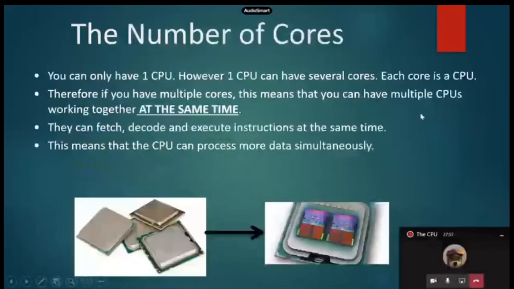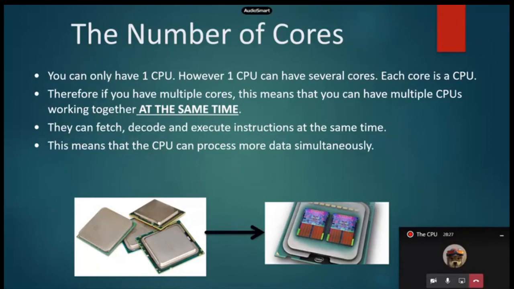All right. Now, the number of cores. So the number of cores can have a massive impact in terms of the speed of the actual computer itself. So you only need one CPU, but inside of that CPU, you basically have like little mini CPUs, and these are called cores. Now, each core is classed basically as a CPU, like I said just then.